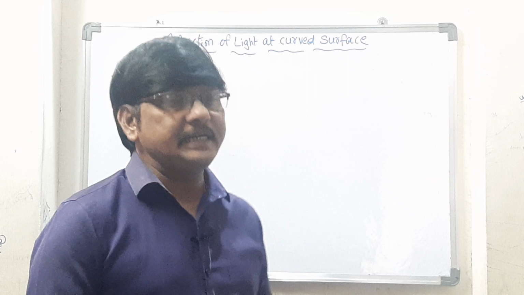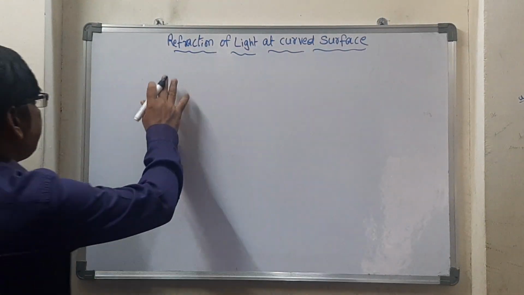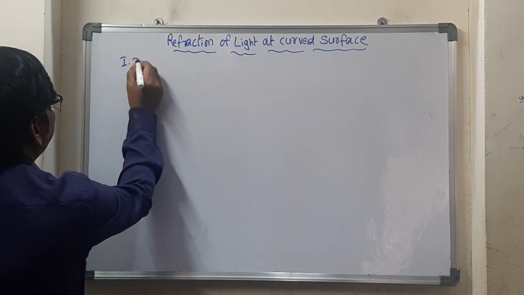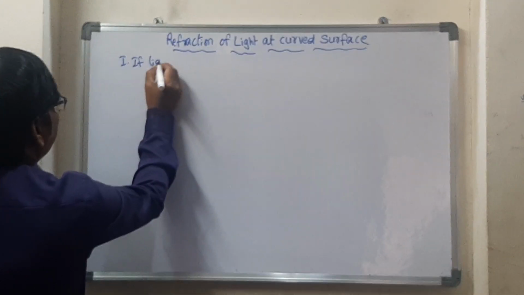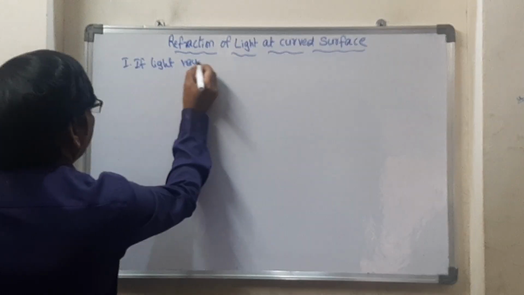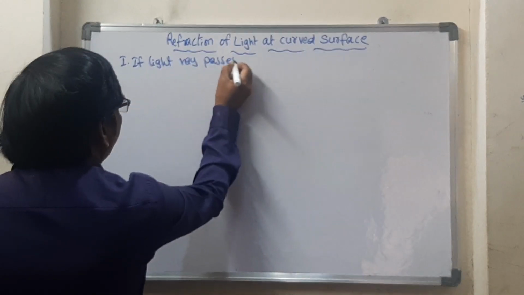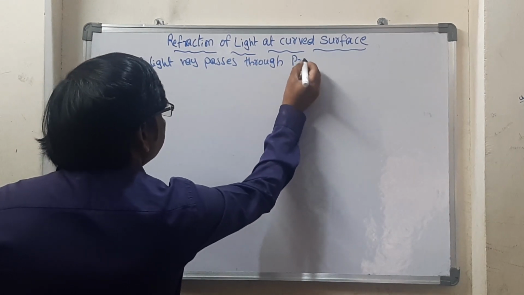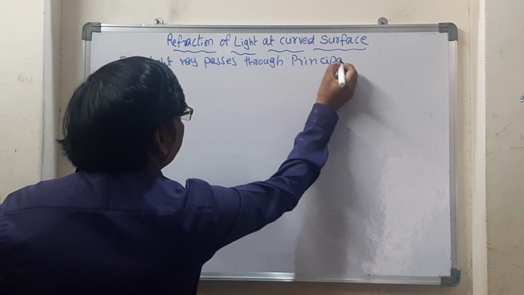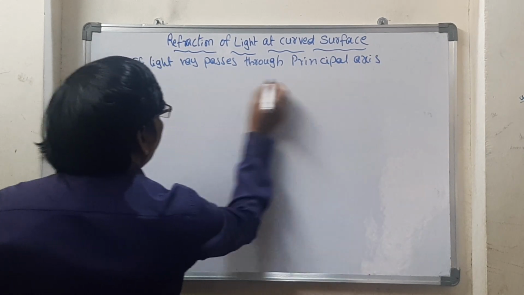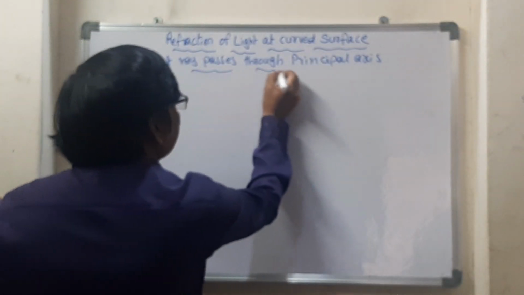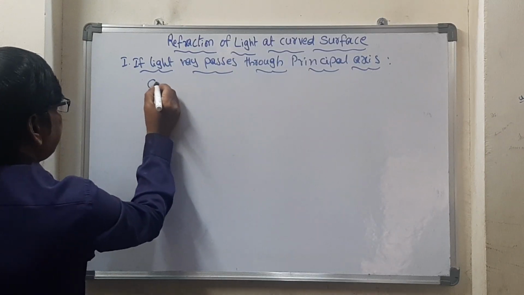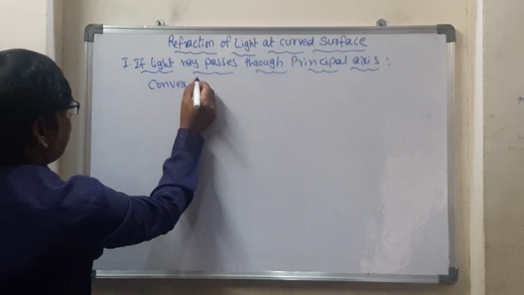Now first of all, let us see the first case: if a light ray passes through the principal axis. For both cases we will discuss the convex lens as well as the concave lens. First, let us take the convex lens.